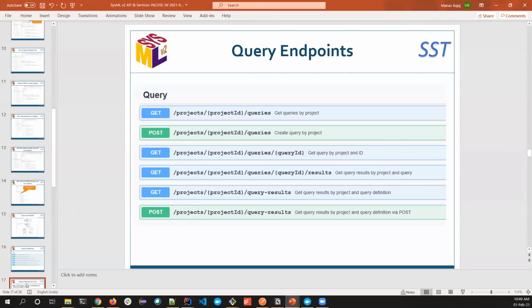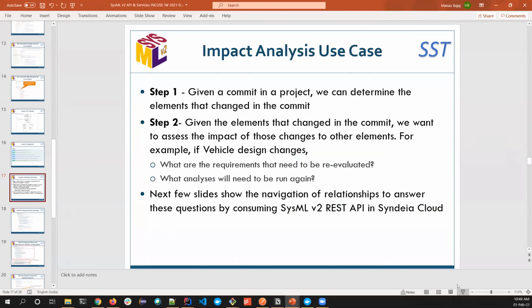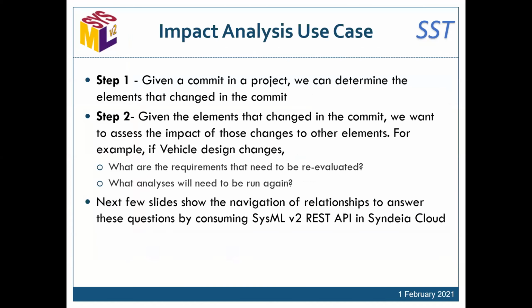Let me come back here to something else. The other important thing we want to mention is that not only can you do these primitive calls to the API, but you can actually use these APIs to do something more significant. We've tried to look at some functional threads that you could address using the API. One of the functional threads is to do impact analysis.